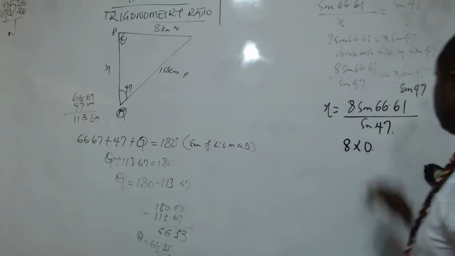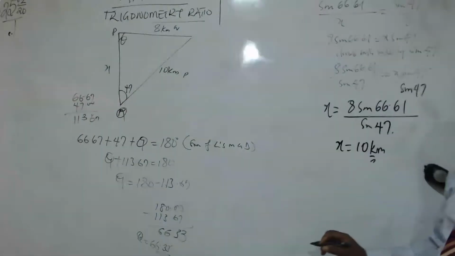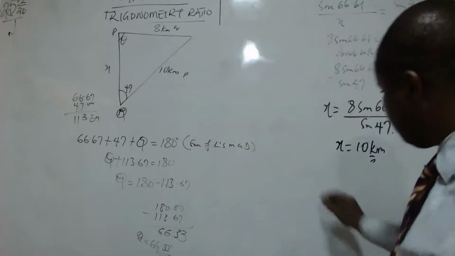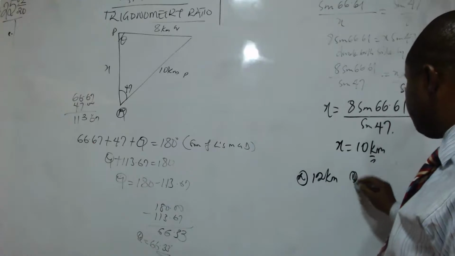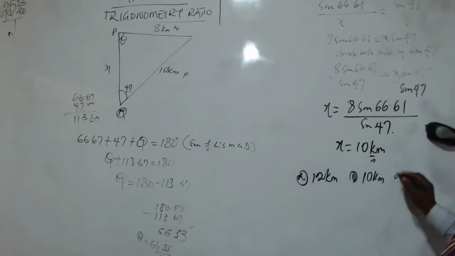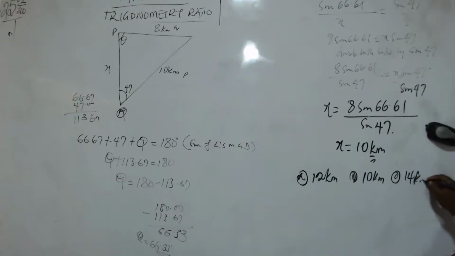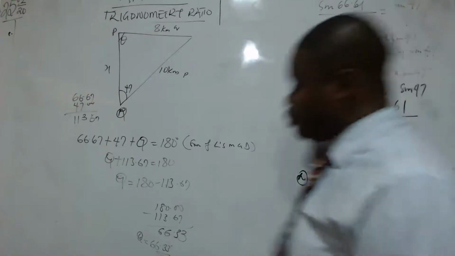8 times 0.66. The options we are given in the question: we have A, 12 kilometer. We have B, that was what I approximated, 10 kilometer. We have C, 14 kilometer. Then D, 20 kilometer. So the answer is this. So that's how to solve this particular question.